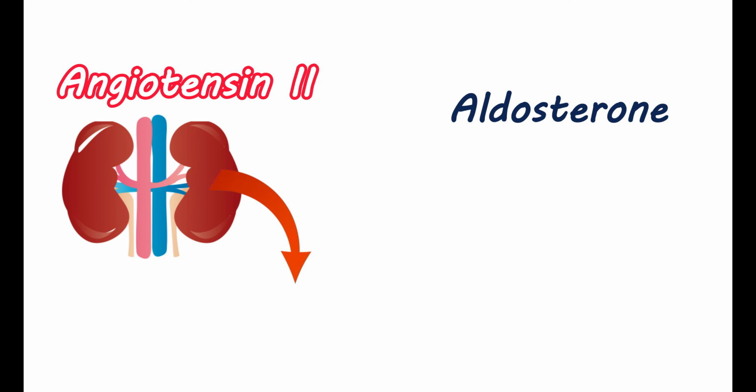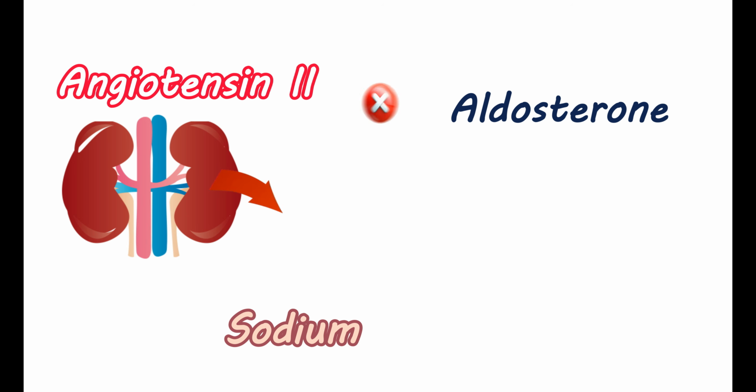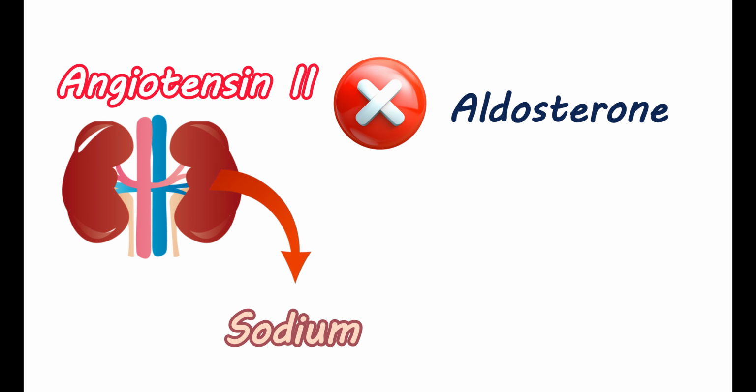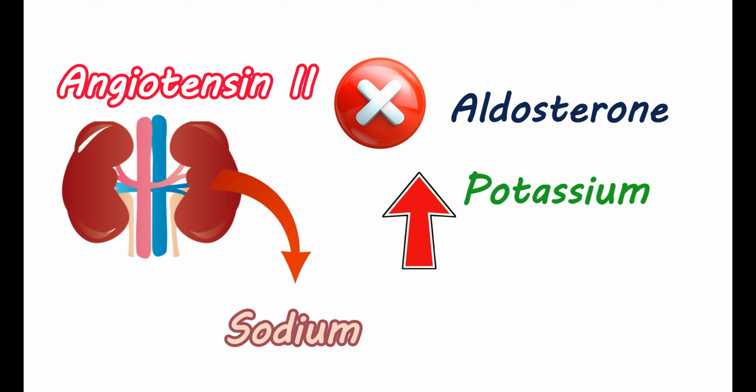Normally, angiotensin II is responsible for the secretion of a hormone called aldosterone. This hormone can increase the absorption of sodium into the body from the renal tubules. But when the angiotensin II actions are blocked, aldosterone is not secreted, which results in the increased excretion of sodium. When sodium is excreted, potassium is more retained in the body, leading to higher levels of serum potassium.